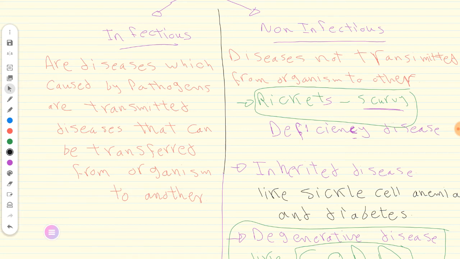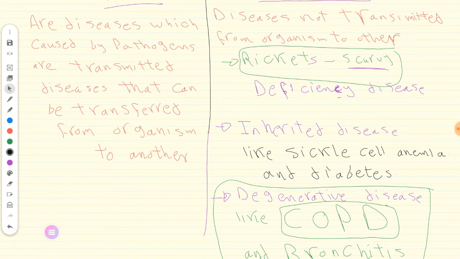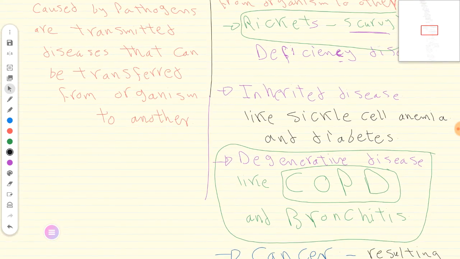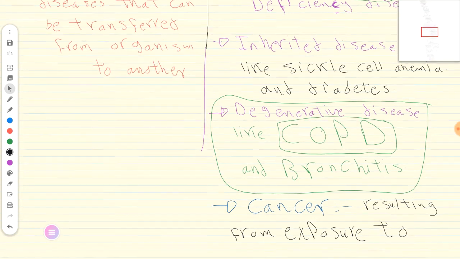We can classify the non-infectious diseases into four categories. The first category is deficiency disease, like rickets and scurvy. The second category, inherited diseases like sickle cell anemia and diabetes. Then degenerative disease like COPD and bronchitis. This degenerative disease affects the respiratory system.